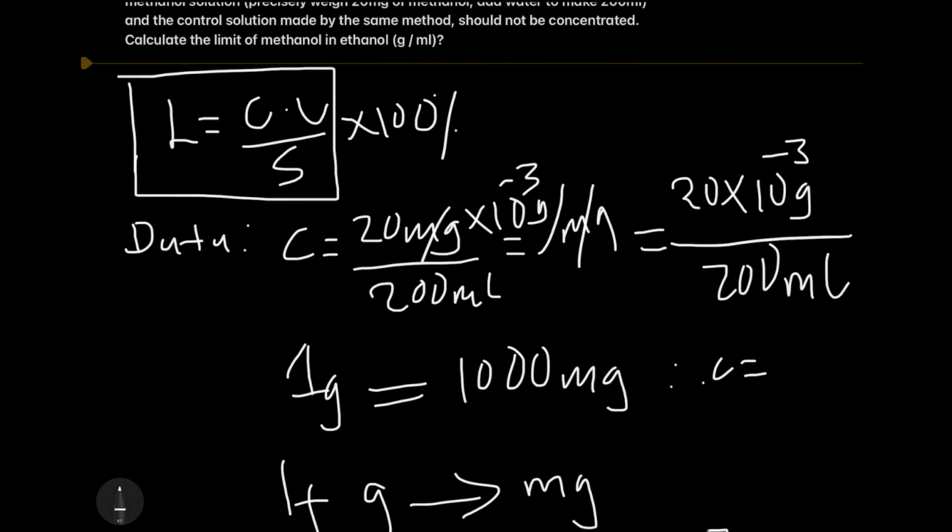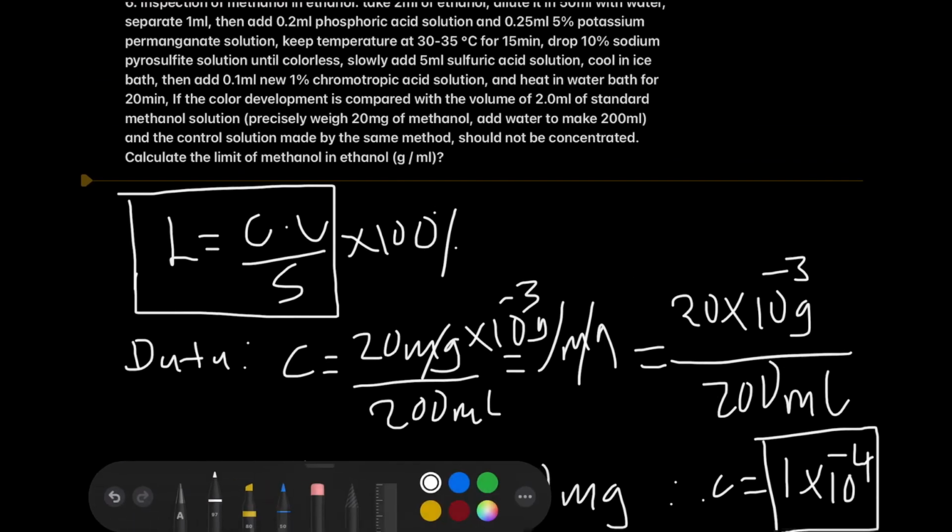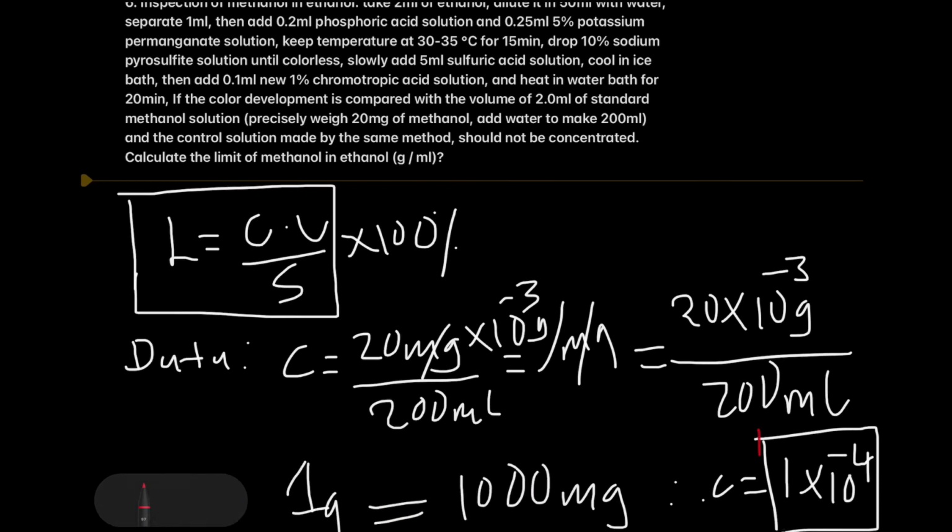Then once we divide that by 200, it will give us 10 to the power negative 4, which is simply 1 times 10 to the power negative 4. Okay, so we have our concentration there. Our volume, let's get our volume. Let me even change the color for this one so that we may know it. So we have our concentration here.